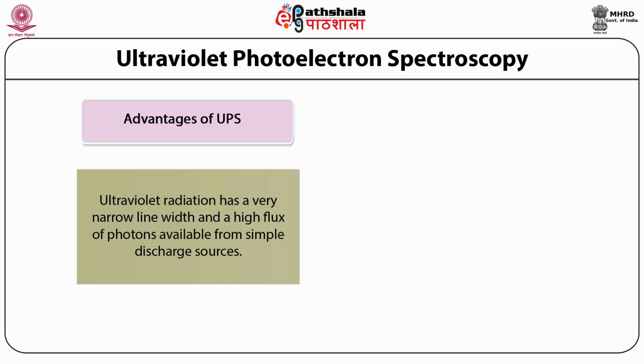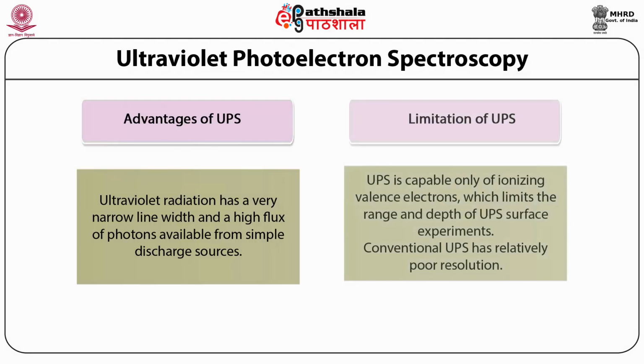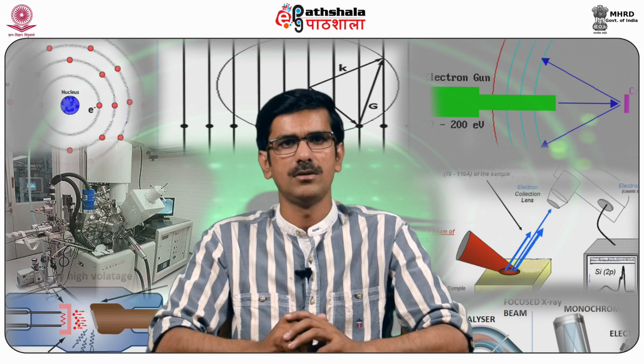There is one limitation of UPS also. UPS is capable only of ionizing valence electrons. That limits the range and depth of UPS surface experiments. Conventional UPS has relatively poor resolution.